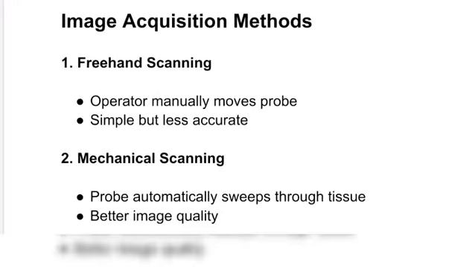Next is the image acquisition methods. What are the image acquisition methods? First is freehand scanning. In freehand scanning, the operator manually moves the probe with their own effort. It is simple, but we can't say it is an accurate process.